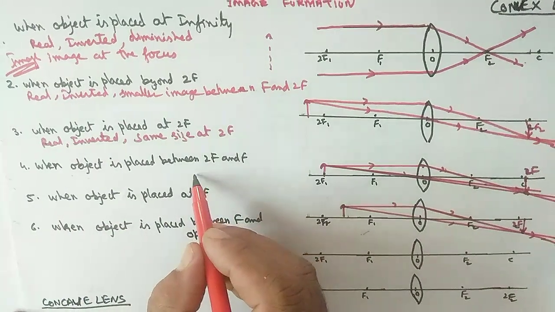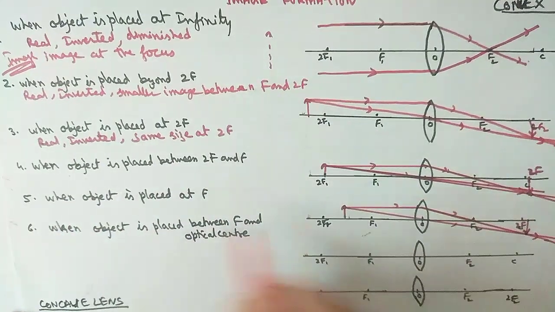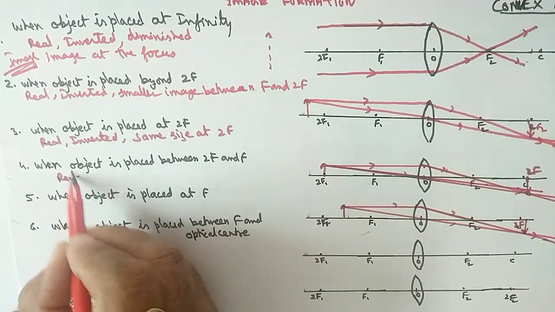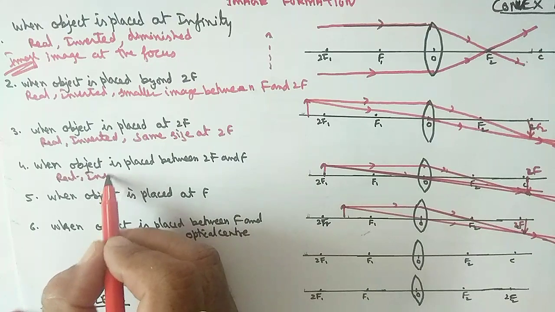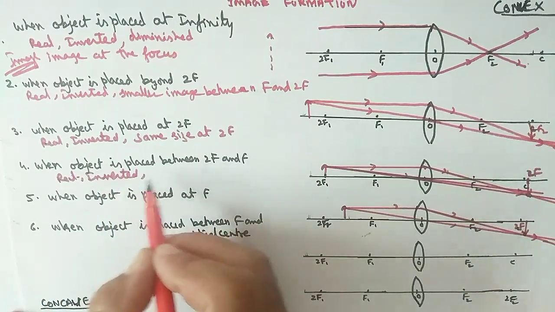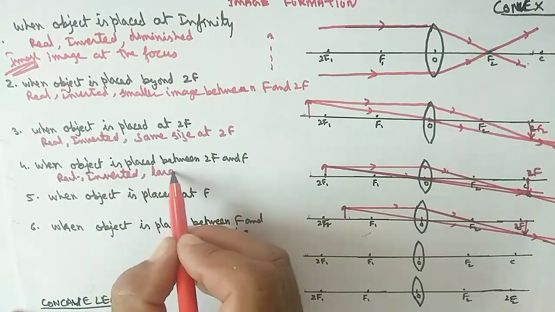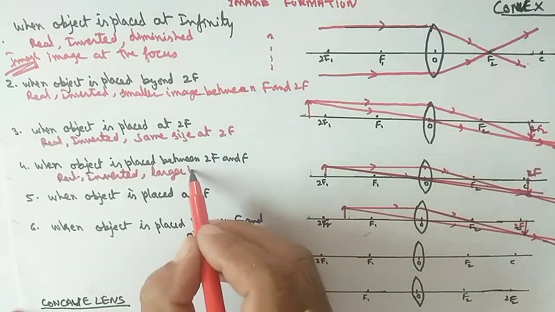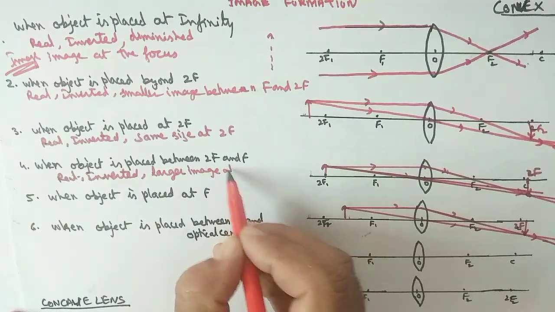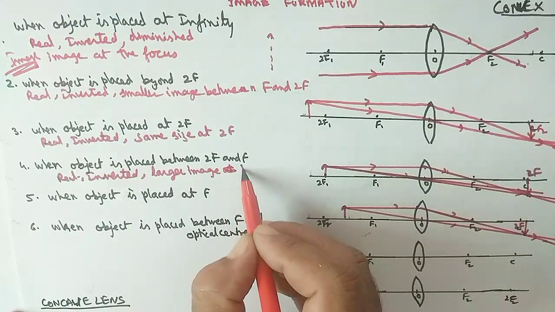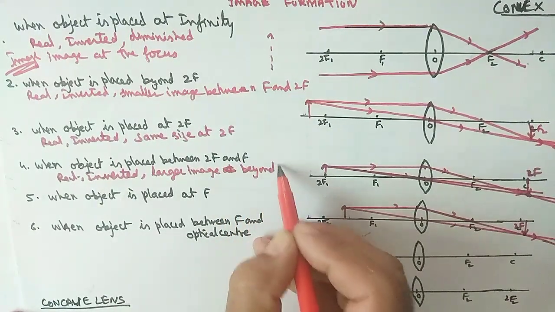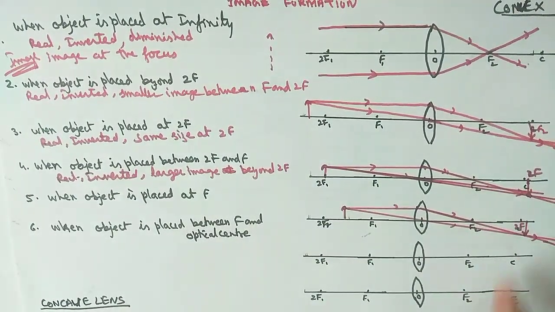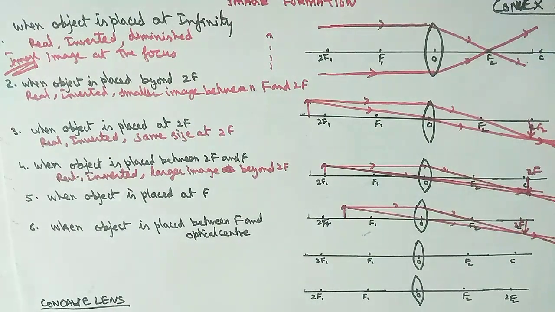So in this fourth case, the image is real, inverted, and larger. The image is larger in comparison to this one. A larger image beyond 2f. Beyond 2f always, and it is larger in comparison to this one.